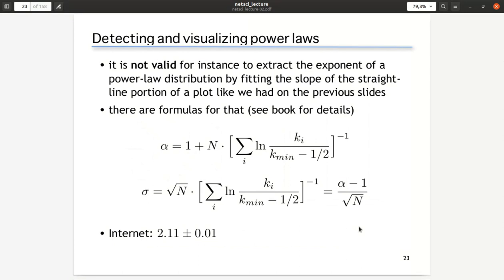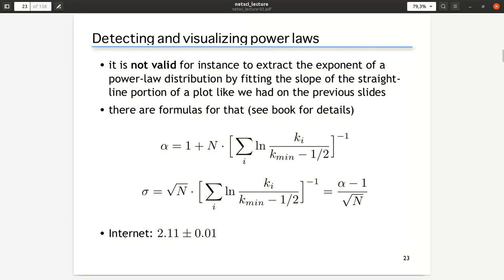Mathematically, it's not valid to just simply put a line there and then try to find the slope of it, but instead we have closed formulas for this kind of analysis, and you can see the book of Professor Newman for the details. It turns out that alpha can be calculated by using this formula, and this sigma value here is the standard deviation in our statistics, which also has a closed formula.